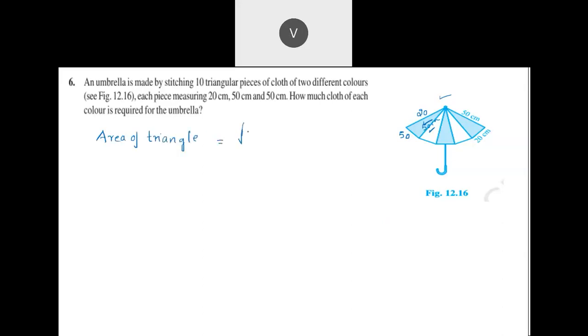Which formula can be used here? Heron's formula: area equals square root of S into S minus A into S minus B into S minus C. Find out the S value. S is equal to 60 centimeters. S is equal to A plus B plus C by 2, which is 20 plus 50 plus 50, that is 120 by 2, which is equal to 60. So S is equal to 60 centimeter.